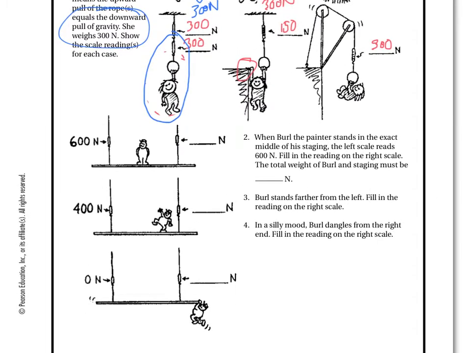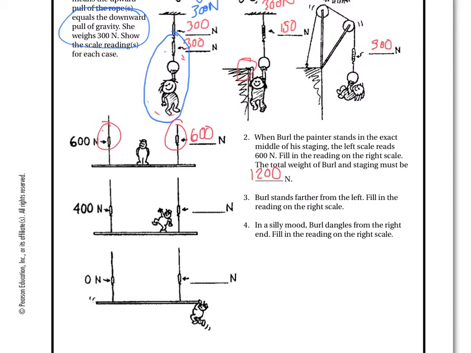Okay, now move on. We've got Burl the painter. He stands in the exact middle of his staging. Left scale reads 600 newtons. If he's right in the middle, if this scale is going to do 600 newtons worth of force, then this scale is also going to have to do 600 newtons worth of force to support Burl in his stage. And over here, that tells me that the total weight of Burl in his stage is 1200 newtons.